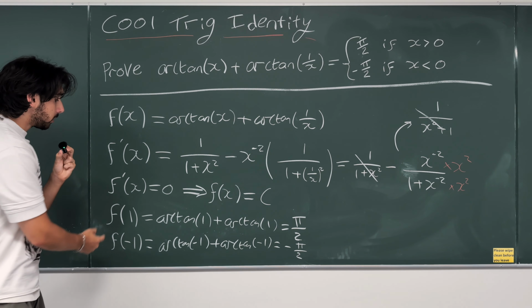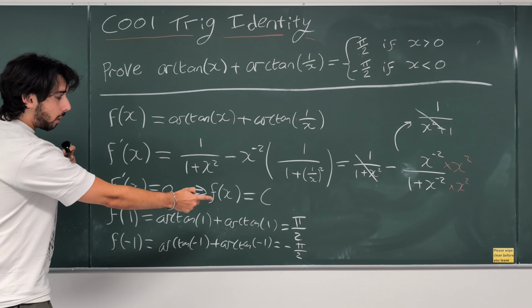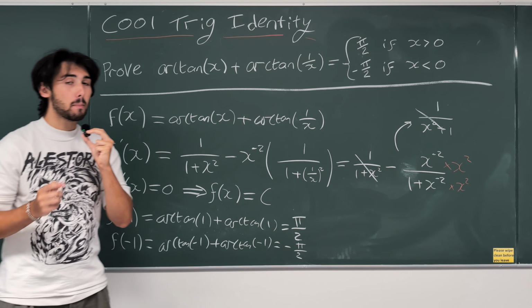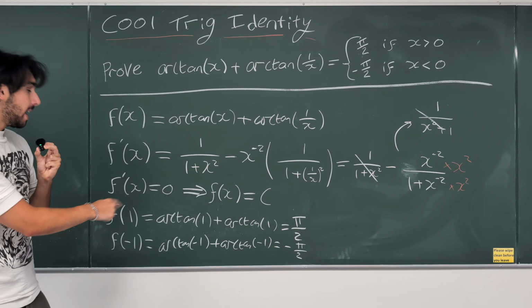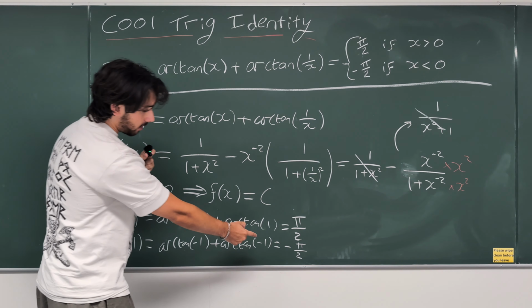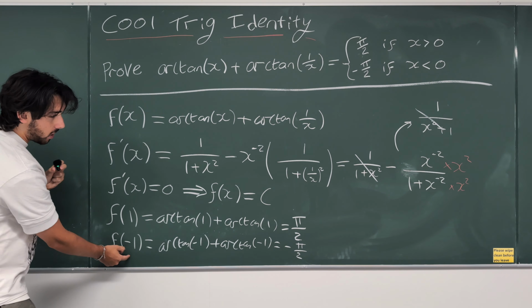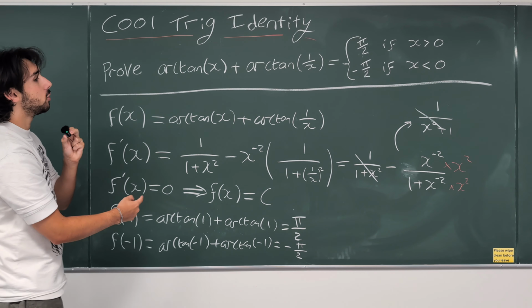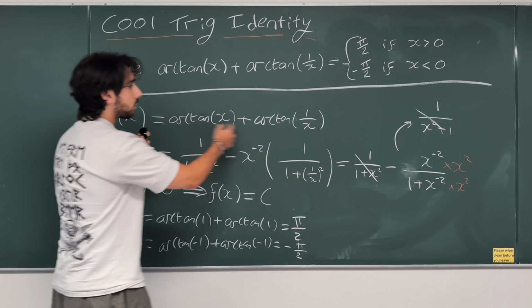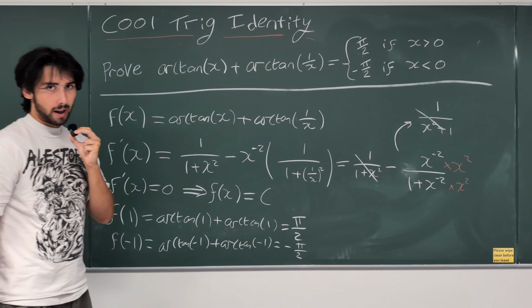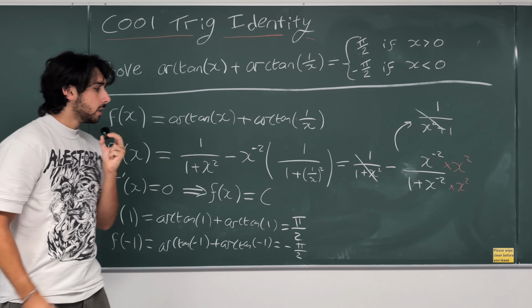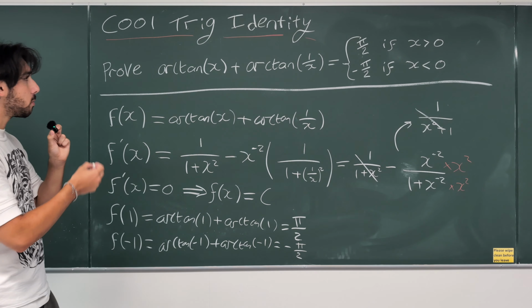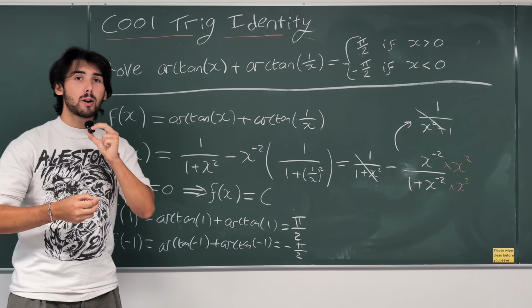Now, as I said earlier, because f of 1 is pi over 2, because it's a constant everywhere, that means that f of any positive number is pi over 2. And because f of minus 1 is minus pi over 2, that means f of any negative number is also minus pi over 2. It can't jump around because there's no discontinuity. These functions are continuous everywhere except for when x is 0. The explanation there is slightly more complicated than the scope of the rest of the video, but just take my word for it or use Desmos.